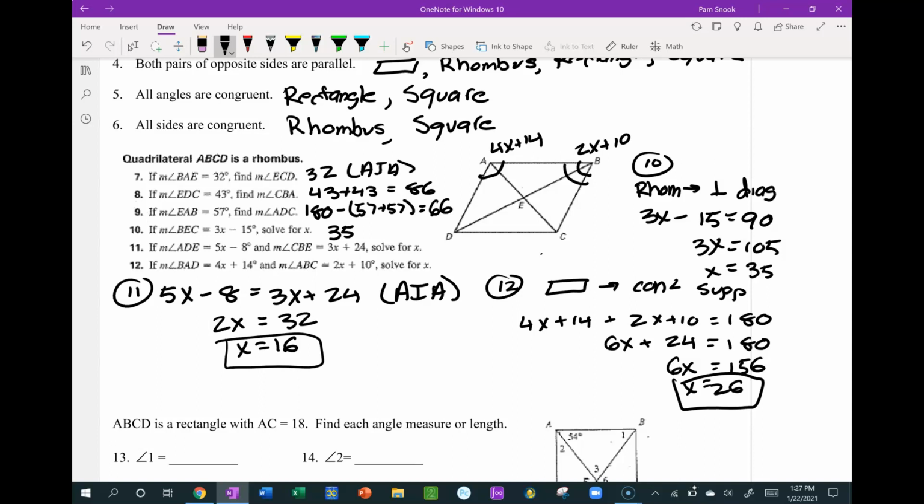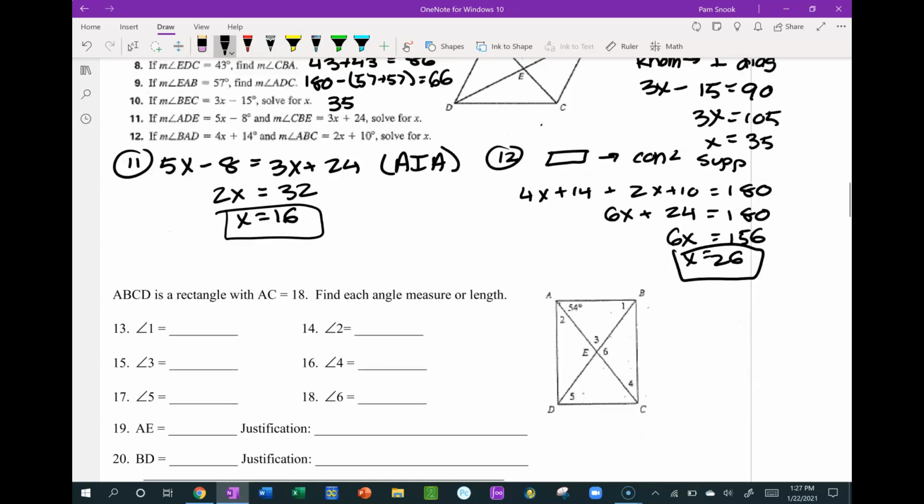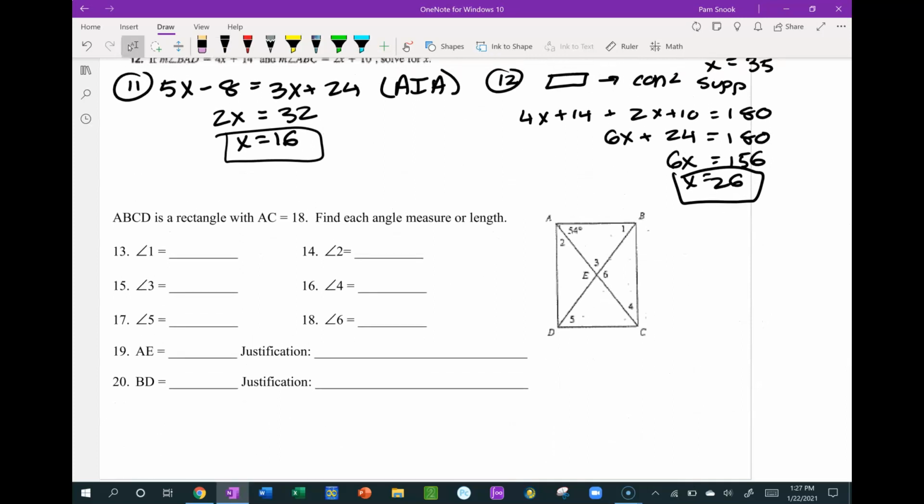All right. Now let's move on to a rectangle. Now we have ABCD is a rectangle. So start thinking your rectangle properties. AC, which is a diagonal, equals 18. And we're going to find each angle measure or length.